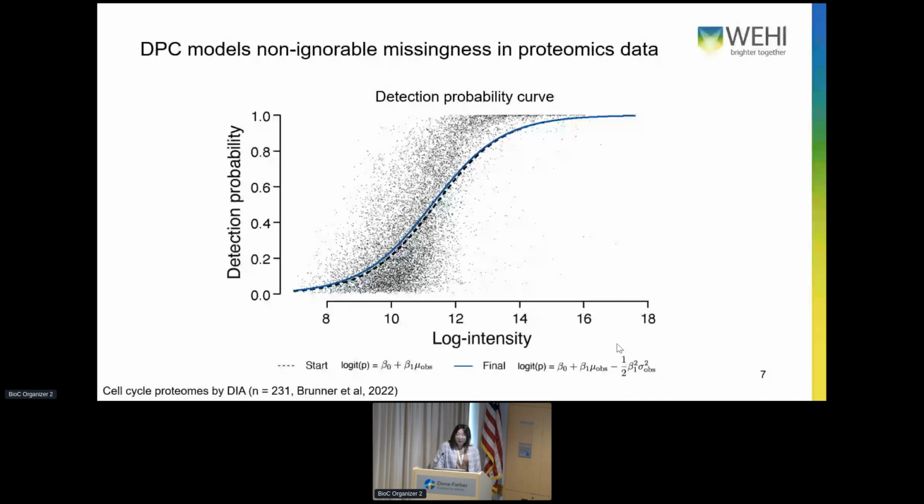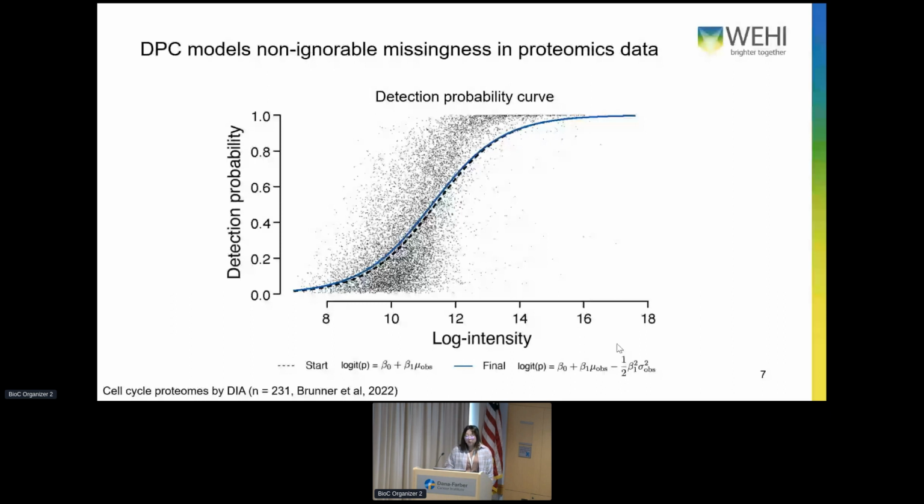So in summary, we've shown that missing values are missing not at random in level 3 proteomics data. To account for that, we've proposed the detection probability curve to model the non-ignorable missing values in the data. We also point out that the DPC needs to be incorporated into the differential expression analysis to avoid biased results.